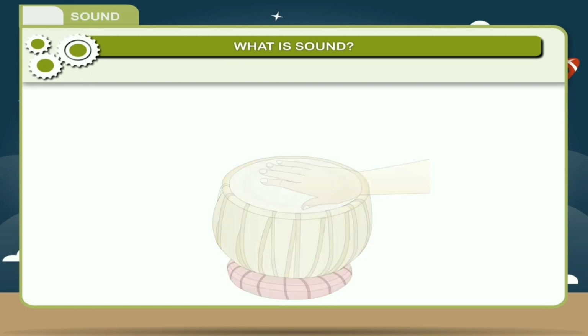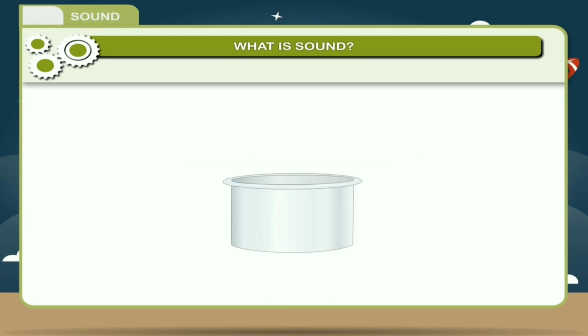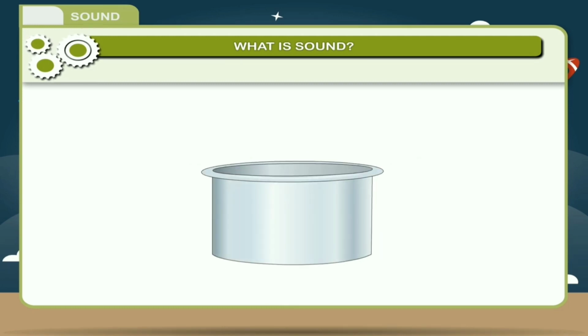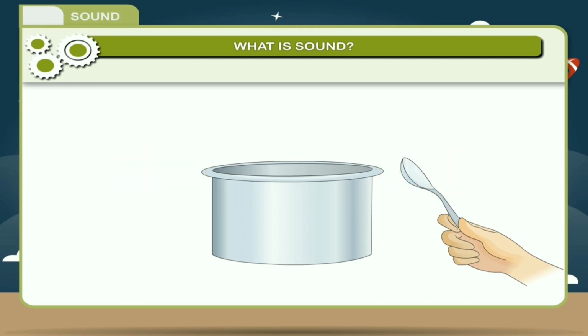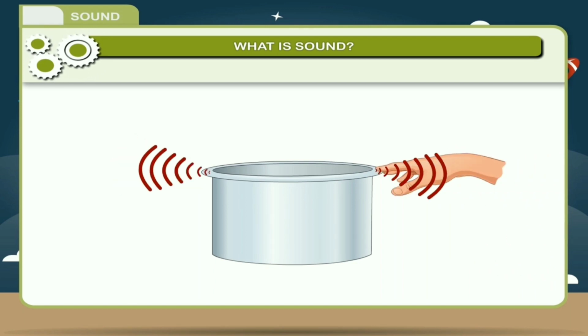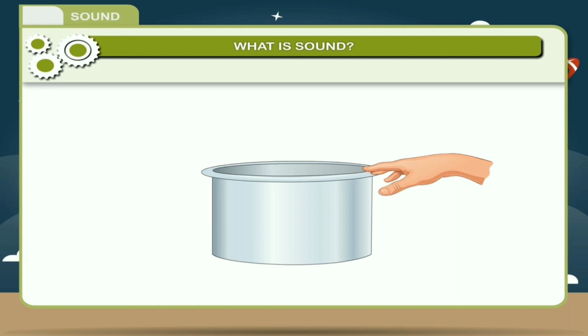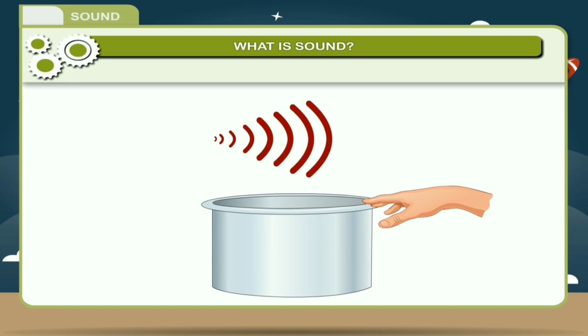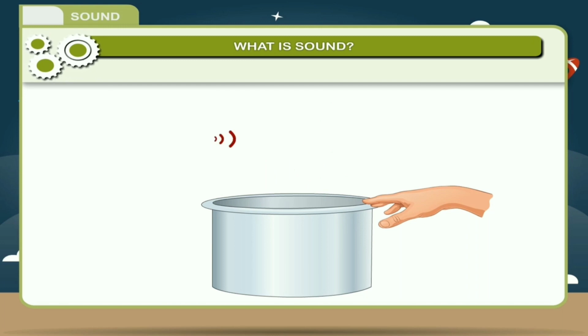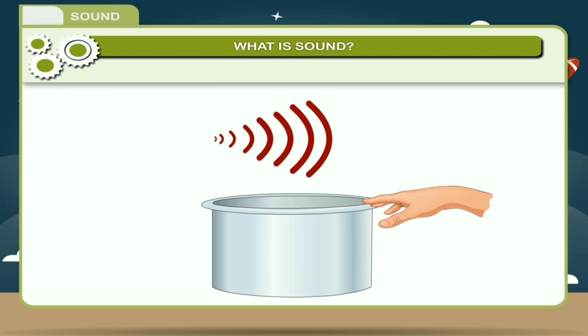Another activity. Take an empty big cooking utensil and hit it with a spoon. You can hear the vibrating sound. If you touch the utensil with your hand, the vibrations stop. These activities show that sound is produced by the vibrations of the medium. If the vibrations are stopped, no sound will be produced.